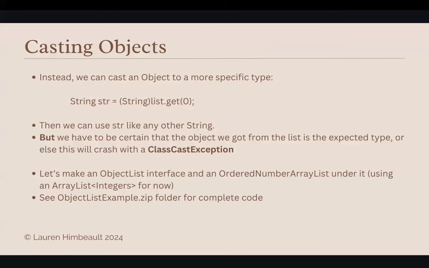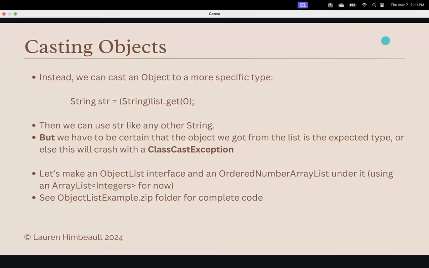So I did just show an example of casting an object, and I said that if I don't do proper error checking, I was going to get all sorts of errors. And we can see exactly here what that means. If we're not certain that the object that we got from the list is the type that's expected, our program will crash, and we will get a ClassCastException because we're trying to cast to a class that is incorrect. So let's make an object list interface as we did, and an order number ArrayList under it using an ArrayList of integers.